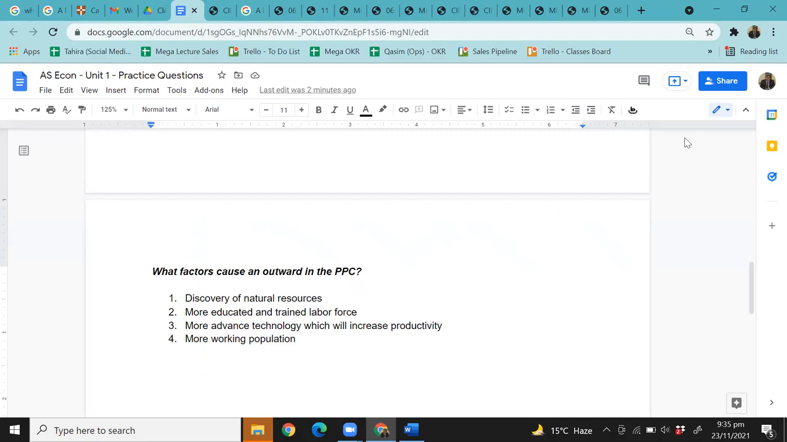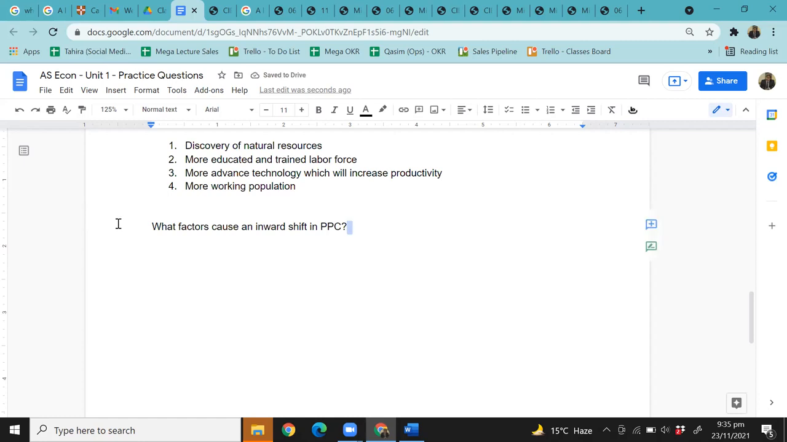Now, as I was telling you, just like the PPC can shift outwards when you have more resources, the PPC can also shift inwards when some unfortunate events happen. What factors cause an inward shift? Now, what would an inward shift mean? An inward shift would mean that your ability to produce is decreasing. Just like with an outward shift, your ability to produce was increasing, an inward shift shows that your ability to produce has reduced. So what factors will cause an inward shift?